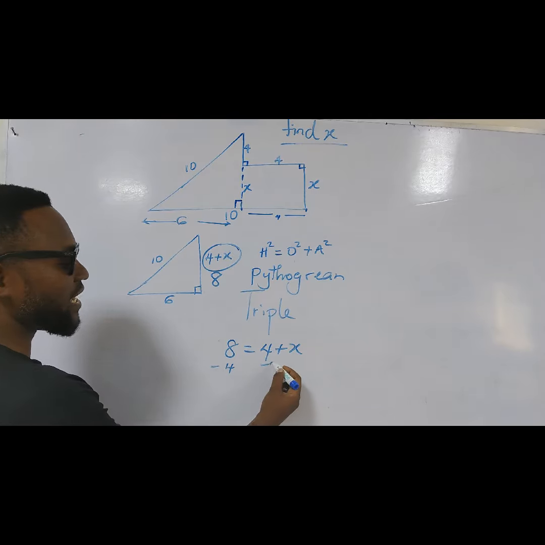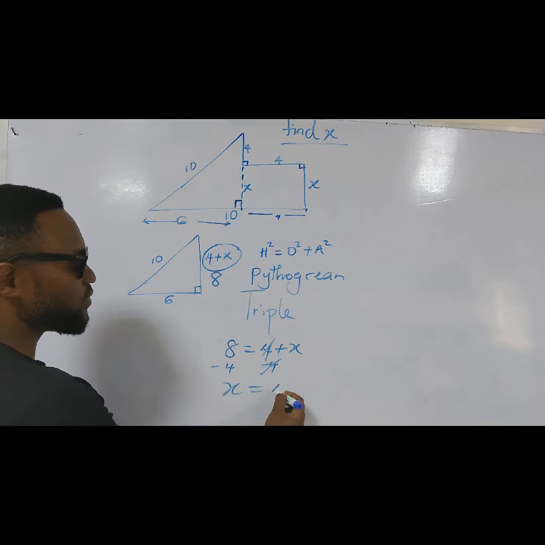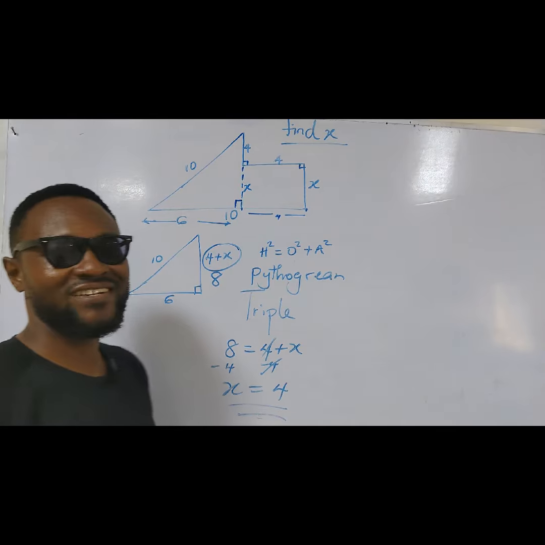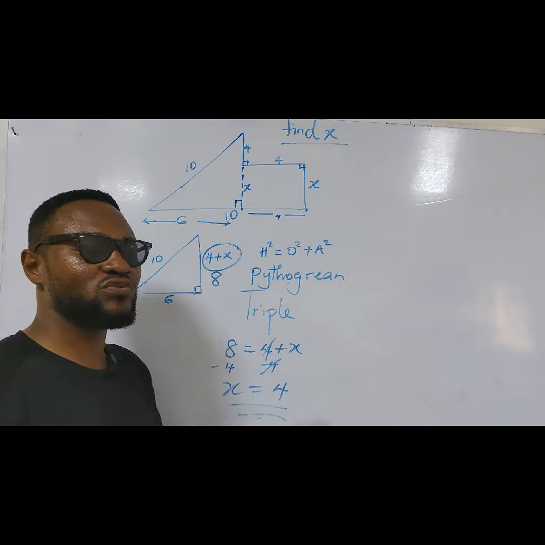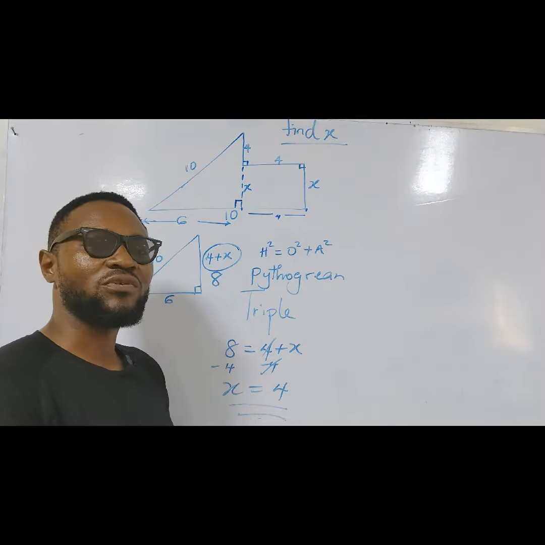So if here is 8, subtract 4 from both sides, we have X to be what? 4. That was easy. So using Pythagorean triple, we don't need to do anything more. That's our final answer.